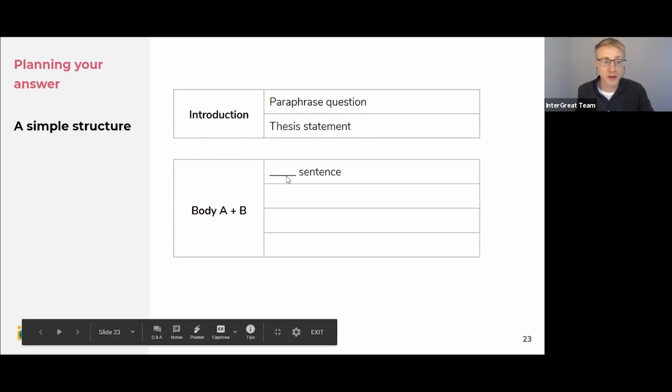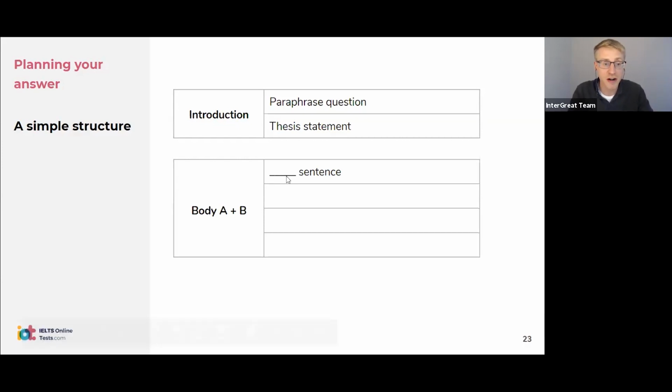First of all, the first sentence of each paragraph is going to be, we call this the topic sentence. This introduces the main idea of the paragraph. In this case, it's going to be, I disagree because first main idea. And then for body paragraph B, I disagree because of second main idea.